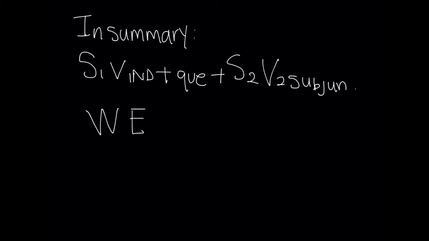So, in summary, the structure of the subjunctive is subject 1 and verb in indicative, linking word que, subject 2 and verb 2 in subjunctive. When we want to express wish, emotion, impersonal expression, give recommendation, doubt, or with the expression ojalá.